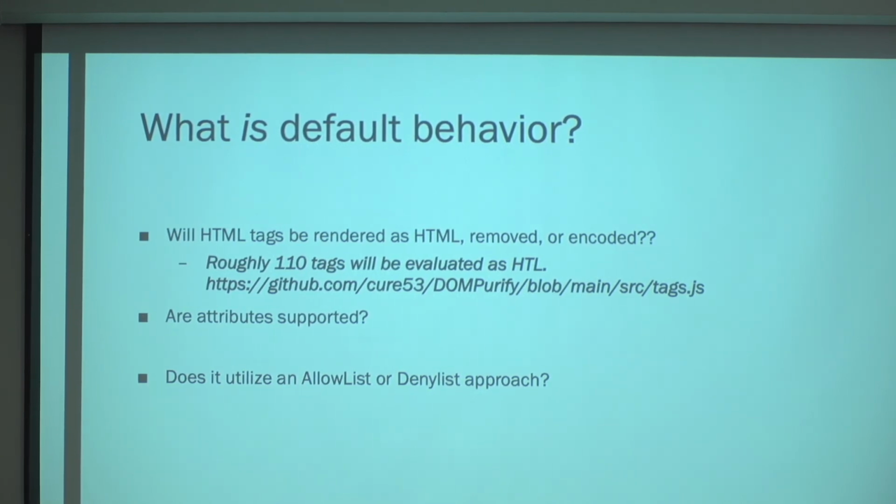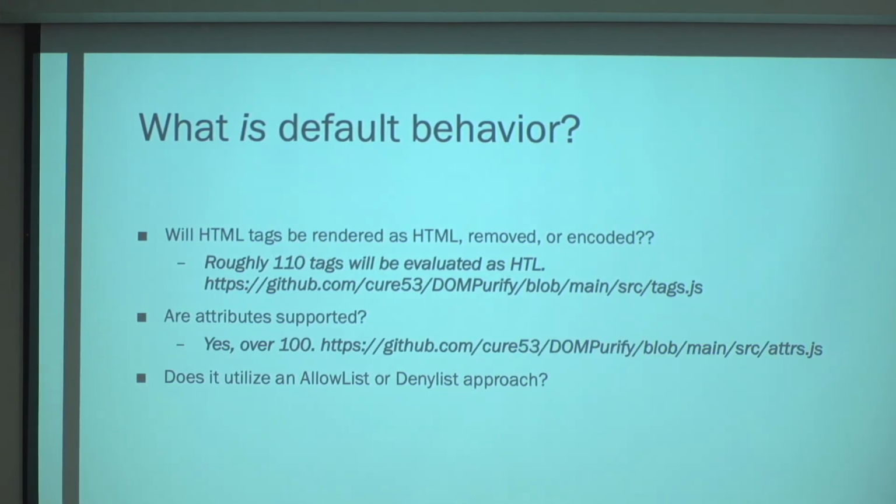Are attributes supported? What is that story? Yeah, by default, they'll allow you to render over 100 different attributes. Okay, so what's the risk there? And DOM Purify uses an allow list approach where you can explicitly deny certain attributes. So if you had a business requirement that said, hey, they have a great source of tags or attributes, but we don't want our users to be able to provide one of these, yeah, you can deny list it. Seems fine, right?